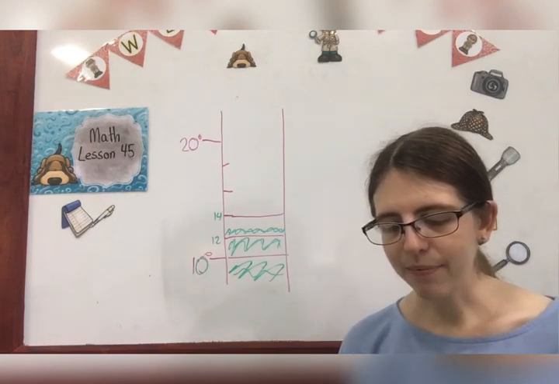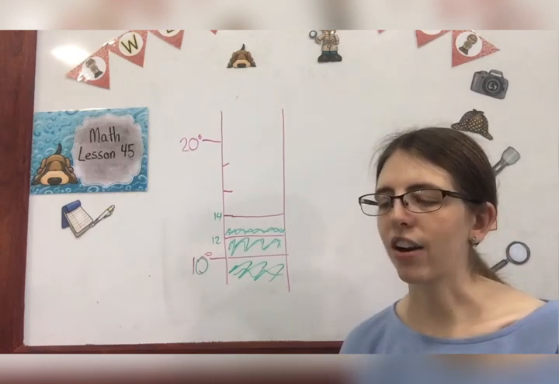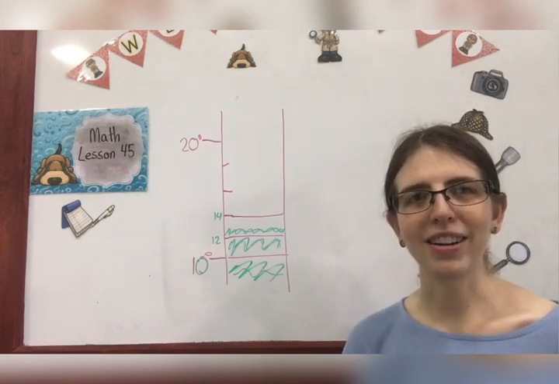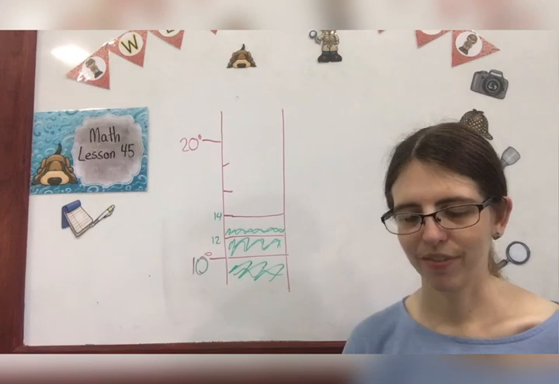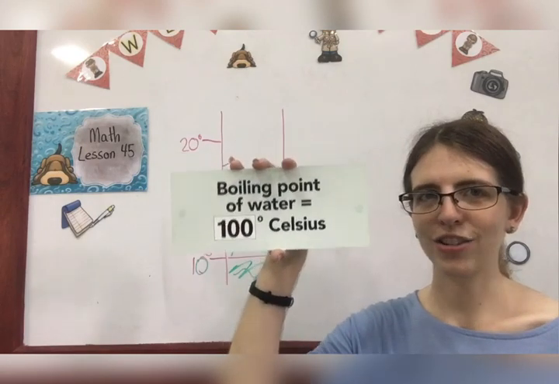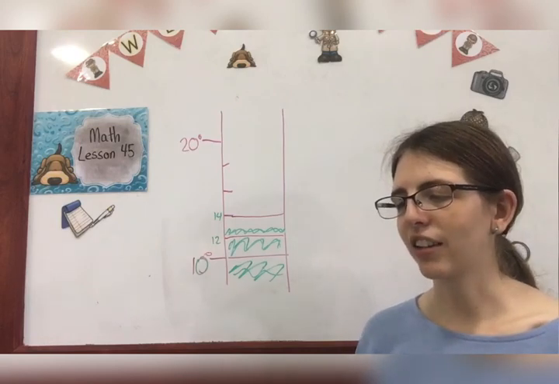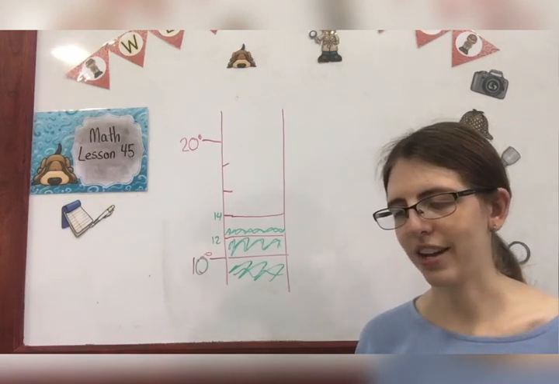And letter D is the boiling point of water in Celsius. So what is the boiling point of water in Celsius? 100 degrees. So write 100 degrees Celsius in the blank, color up to 100.